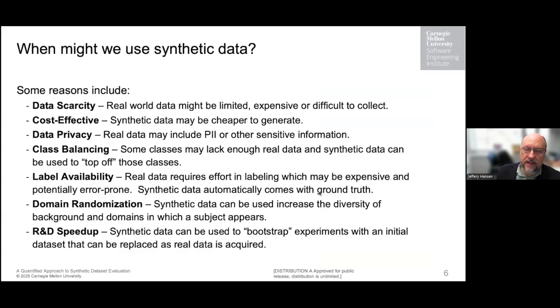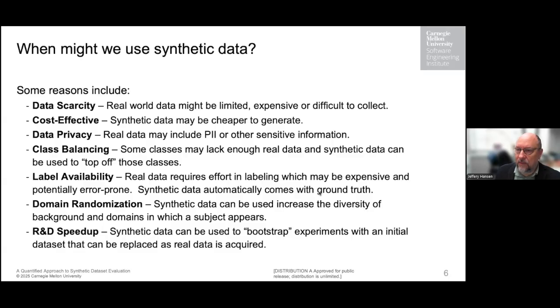Could be data scarcity. The things that I want to operate on in the real world might be very difficult to get data on, or expensive to collect. The synthetic data can often be much cheaper to generate, so why not go ahead and use it? There could be data privacy issues if I'm using images of real people and I don't have their permission. There could be PII included or other sensitive information that might prevent me from being able to use the real data. There could be class balancing reasons.